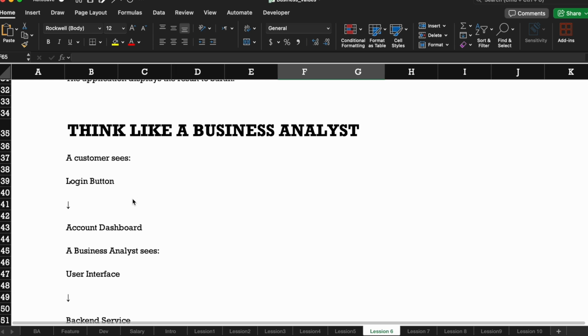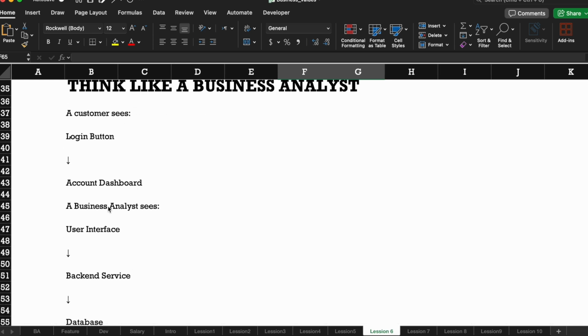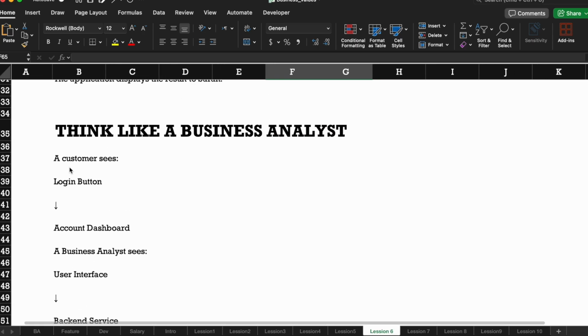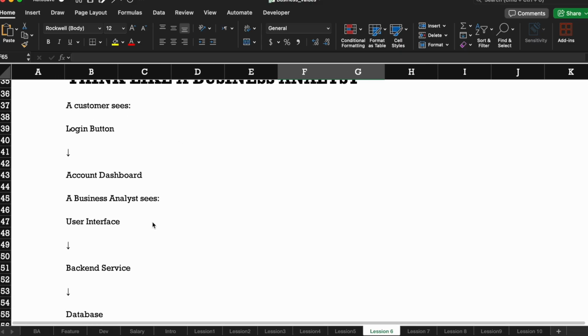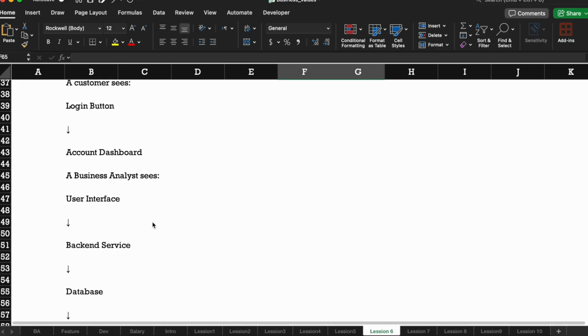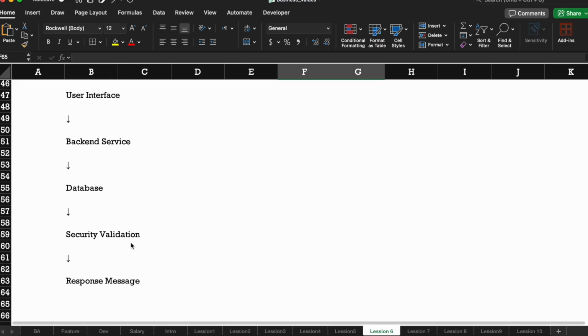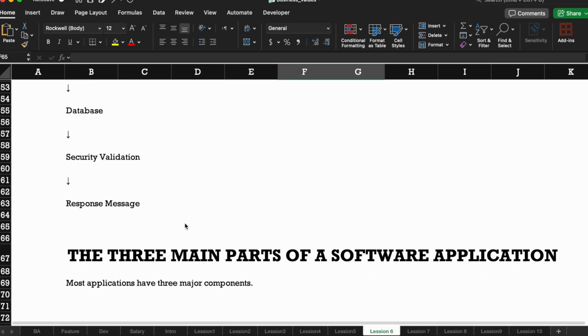Think like a business analyst. A customer sees a login button, account dashboard. A business analyst sees user interface. Okay, so this is from the customer perspective, but now you are a business analyst. How would you read or interpret these screens: user interface, backend service, database, security validation, response message.